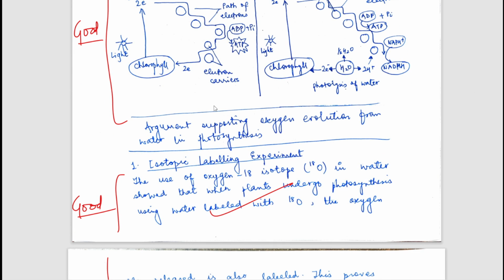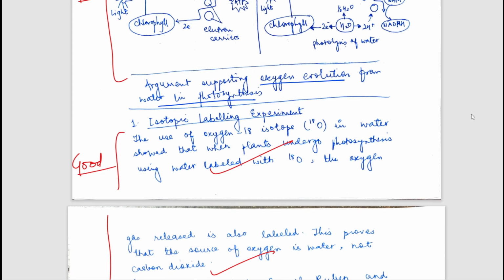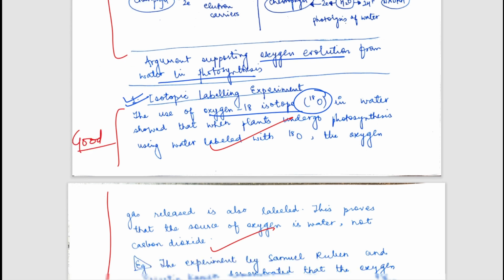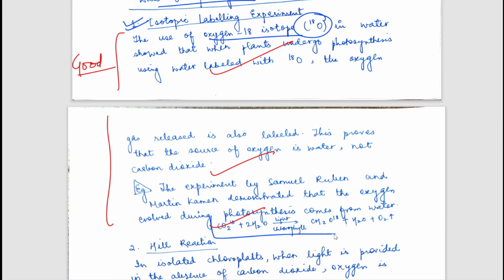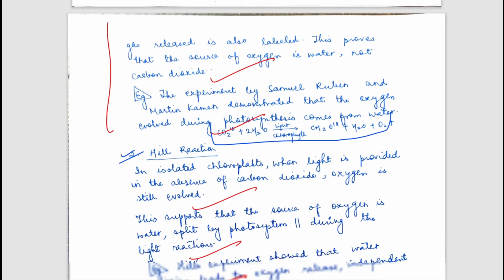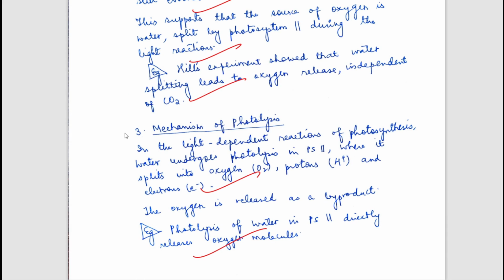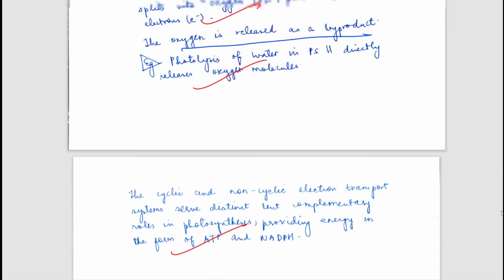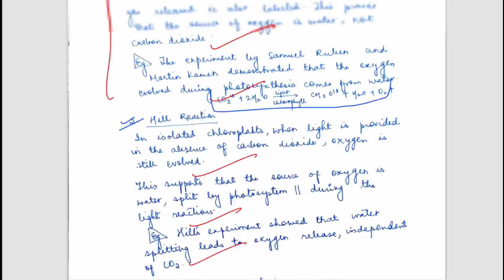Now the second part of the question is: what are the arguments supporting that oxygen evolved in photosynthesis comes from water? We all know that an isotopic labeling experiment was done, in which the oxygen-18 isotope was labeled, and you can see the formula here. It was observed that the oxygen released came from water only. The Hill reaction is another experiment through which we can know this. Through the various mechanisms of photosynthesis you can see that oxygen is released as a byproduct of water only. It is a well written answer, and everything has been well discussed.